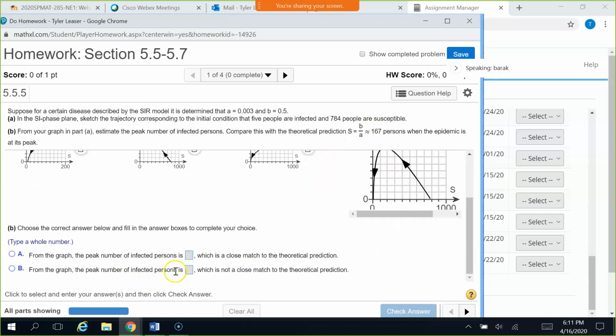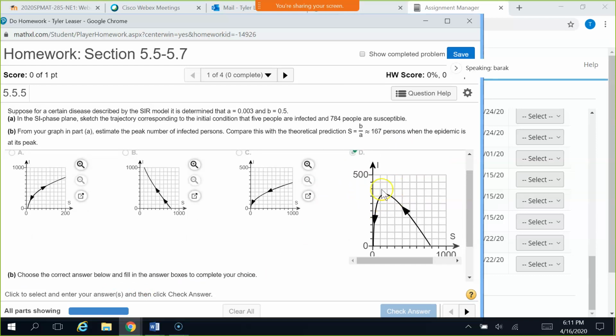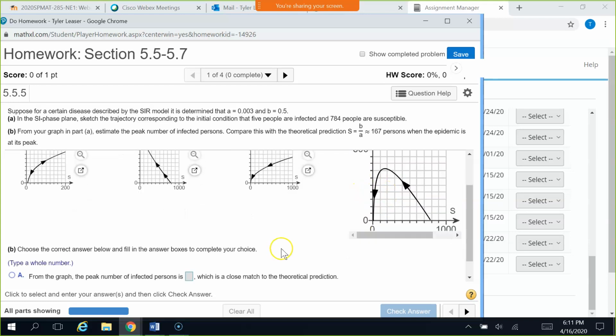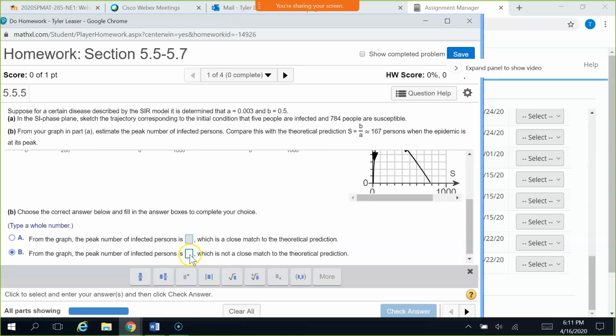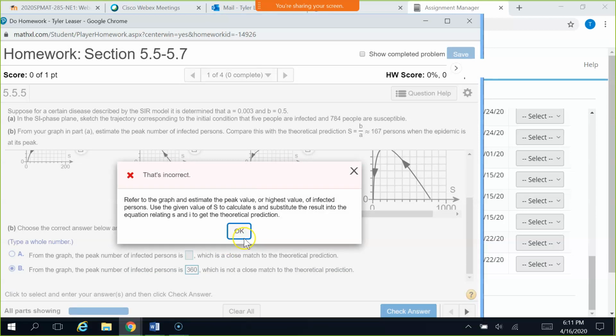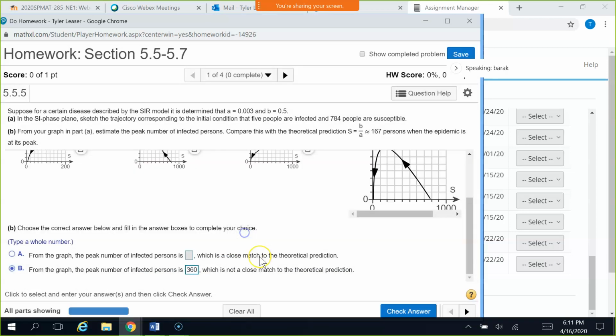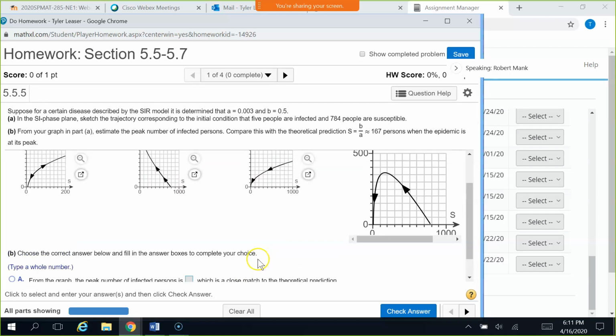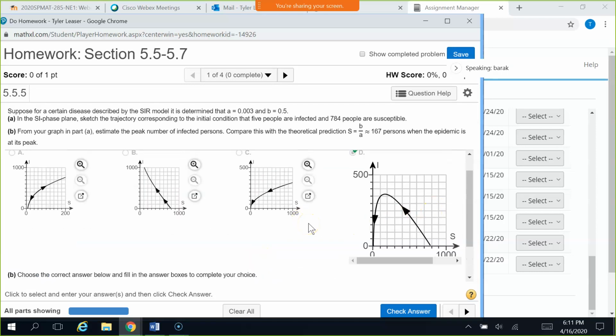The number that we need to plug in is the vertex of the graph here, the maximum of the graph. They're going by 50s, so this is a little bit above 350. I'm going to try 360. Nope. Okay, so maybe that's not going to work. Maybe you have to actually use the equations to do this.